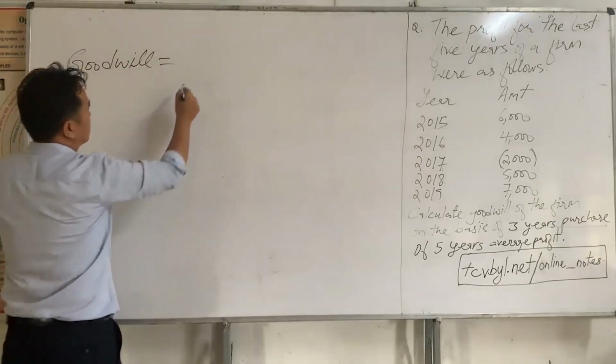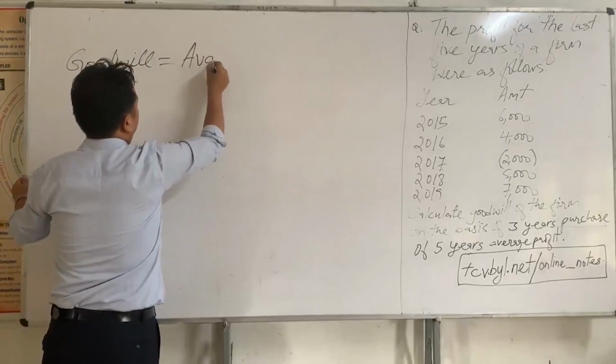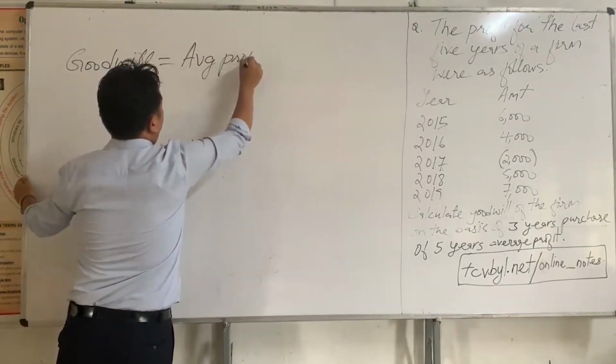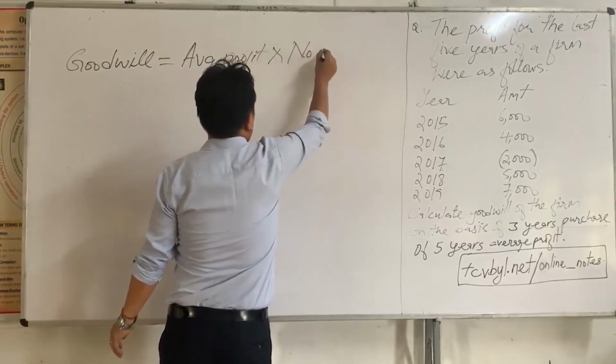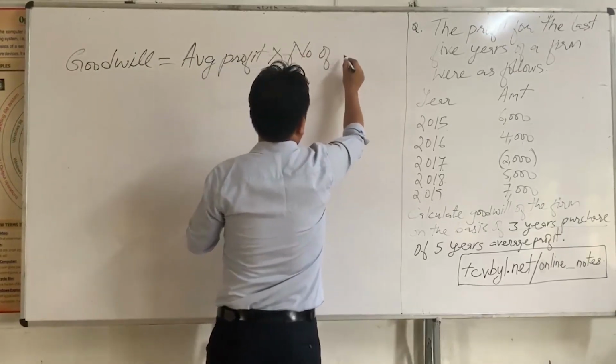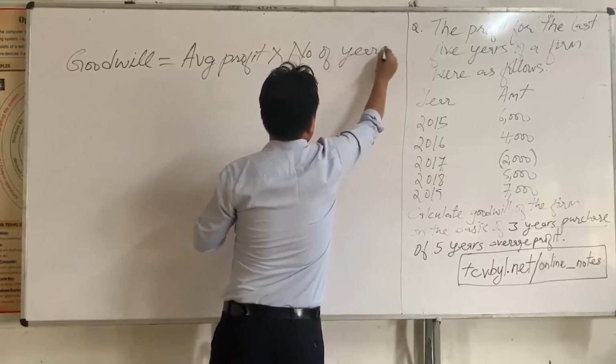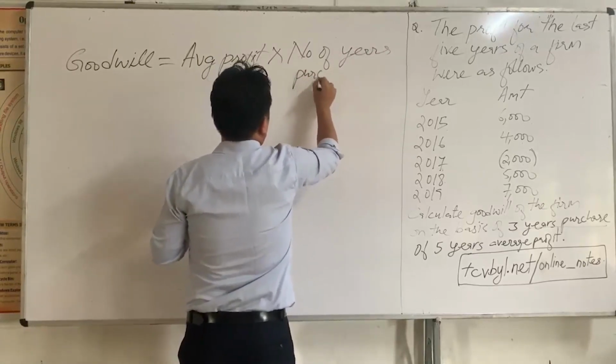Goodwill is equal to average profit multiplied by number of years purchase.